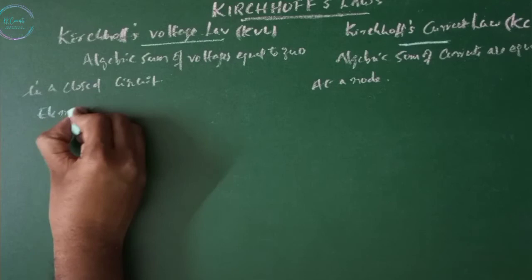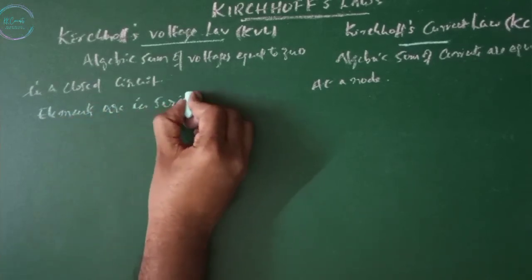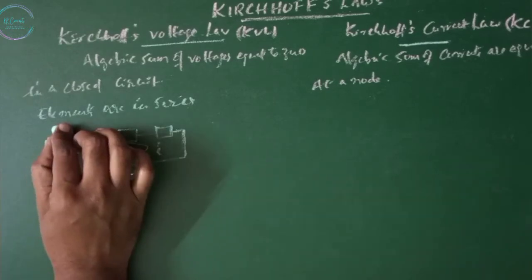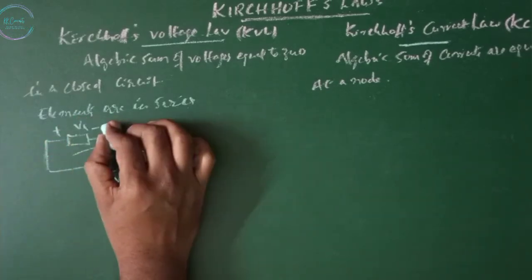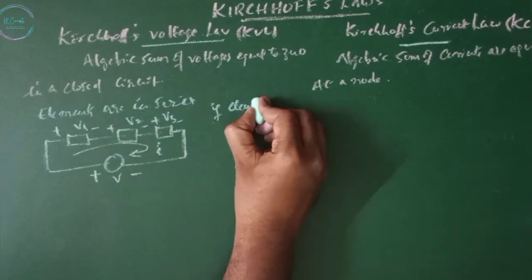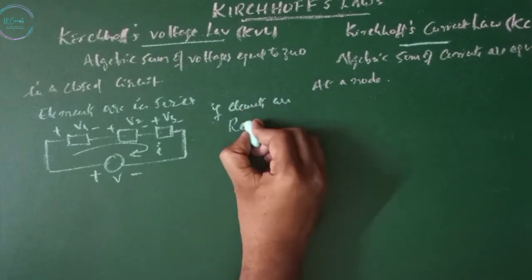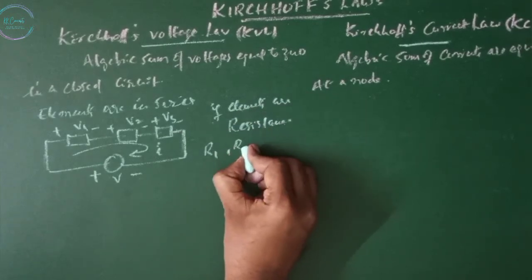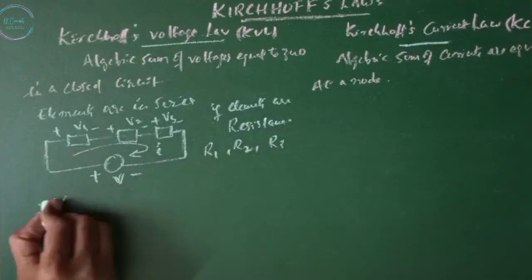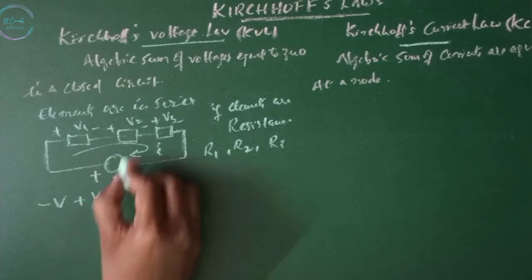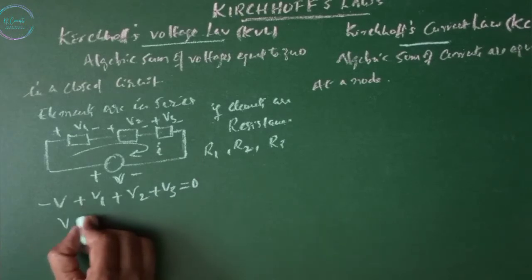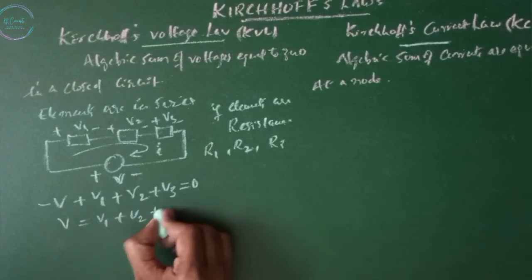Circuit elements in series. The voltage drop here is V1, here it is V2, and here it is V3. If the elements are resistances, R1, R2 and R3 are connected in series. Applying KVL, V minus V1 minus V2 minus V3 equals 0, or V equals V1 plus V2 plus V3.